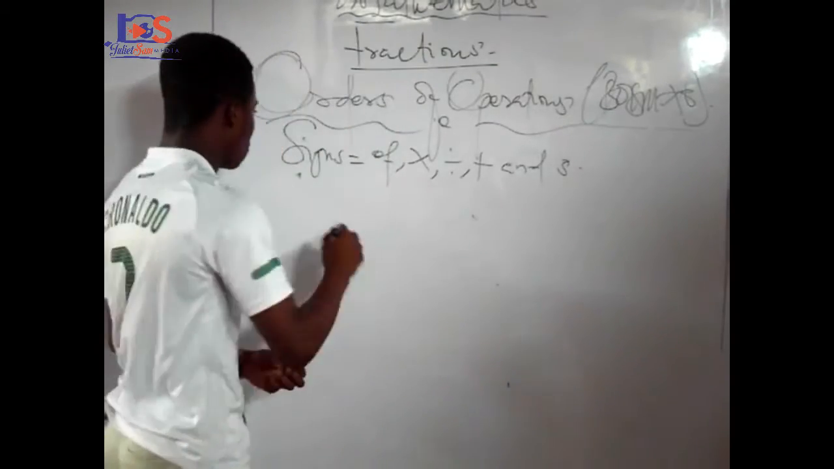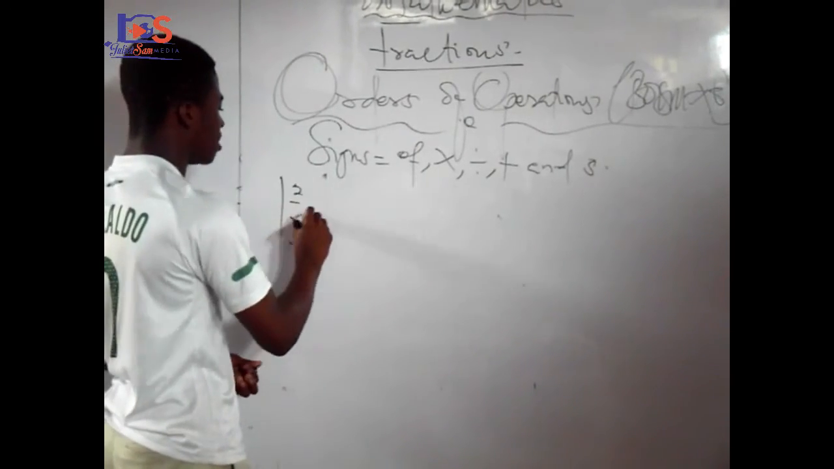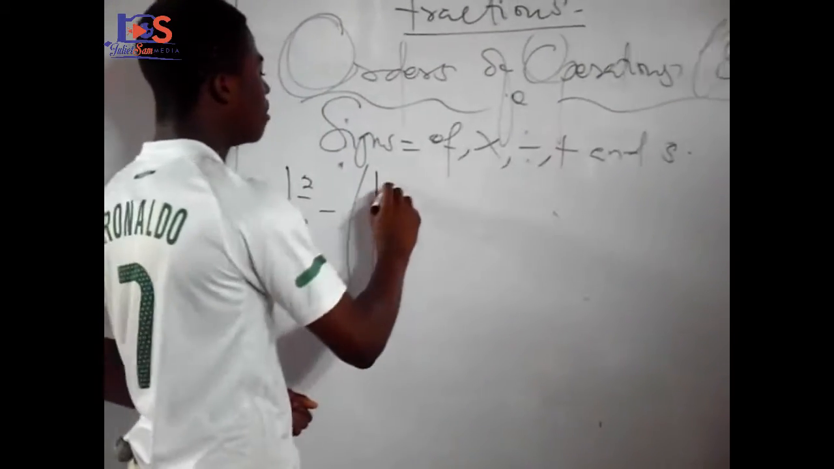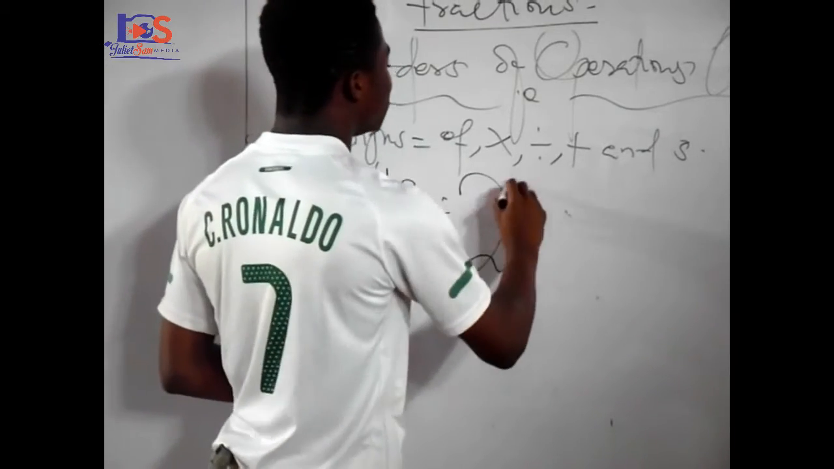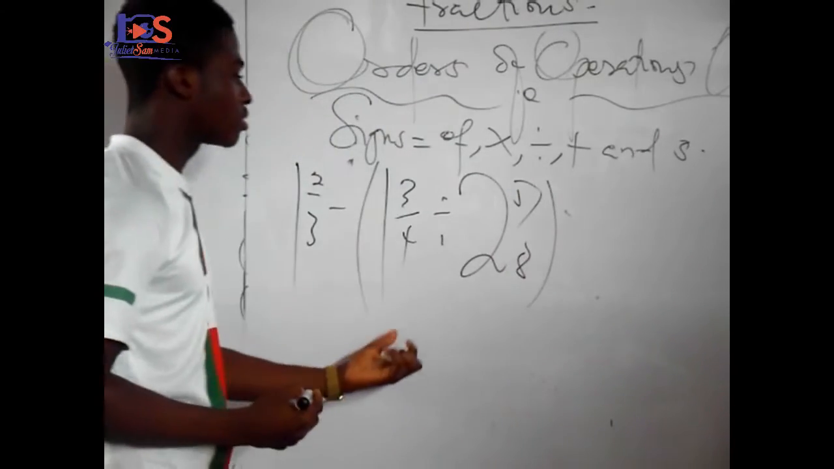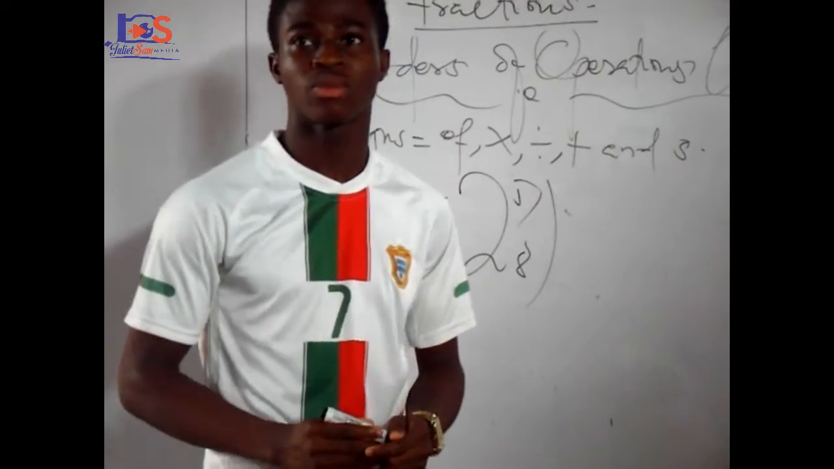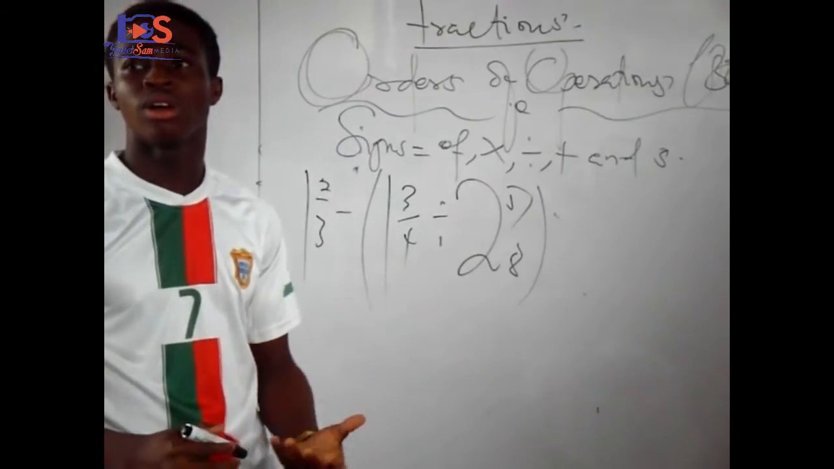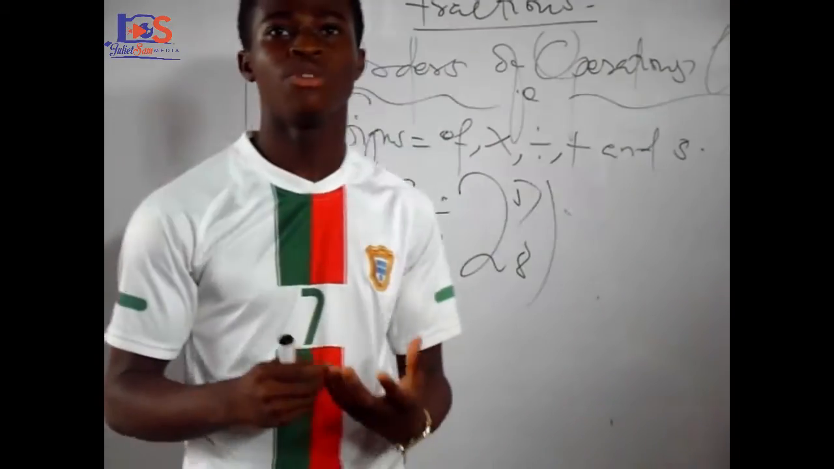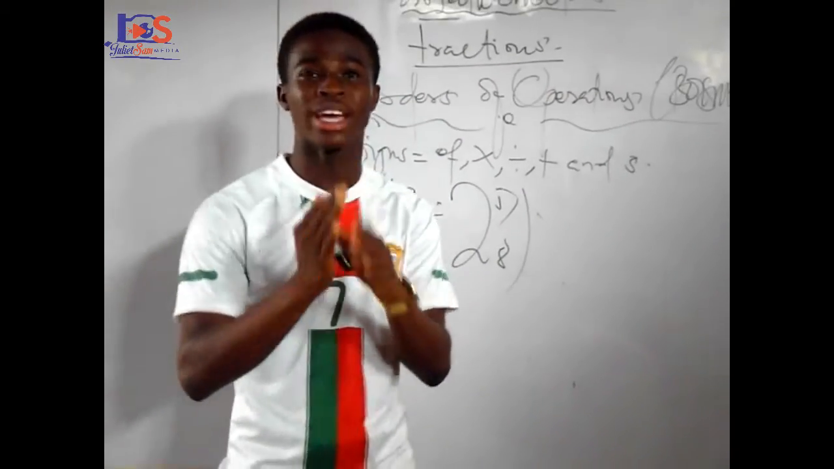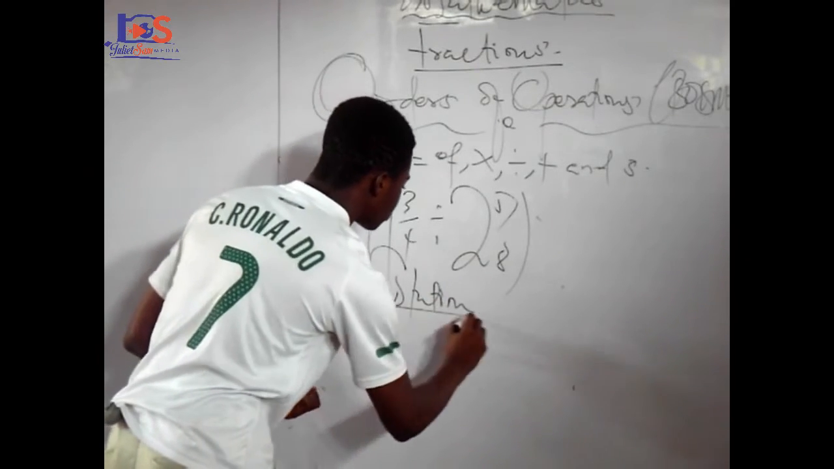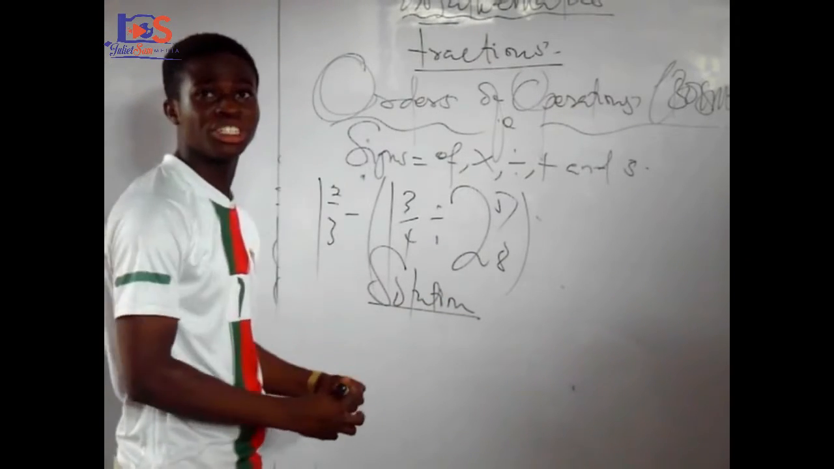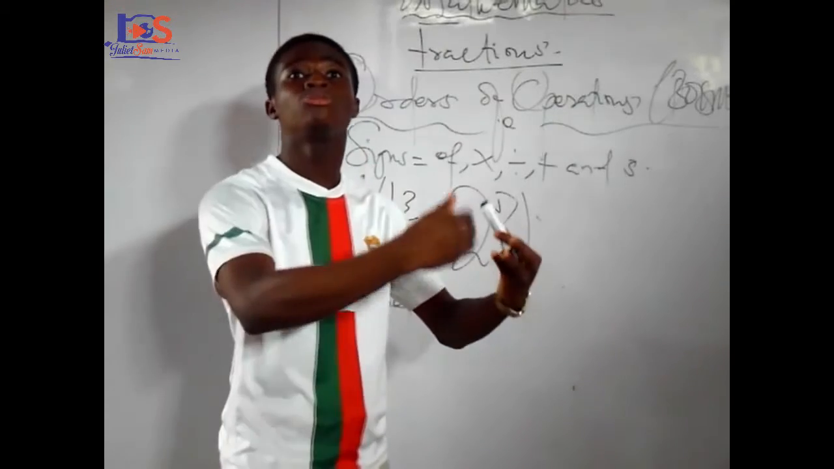The first example: we have 1 whole number 2 over 3 minus 1 whole number 3 over 4 divided by 2 whole number 5 over 8. This is the question. What do you do as a mathematics student? Before you can solve any question, don't forget your solution. We write our solution. After writing the solution, what do we do? We go through our steps.